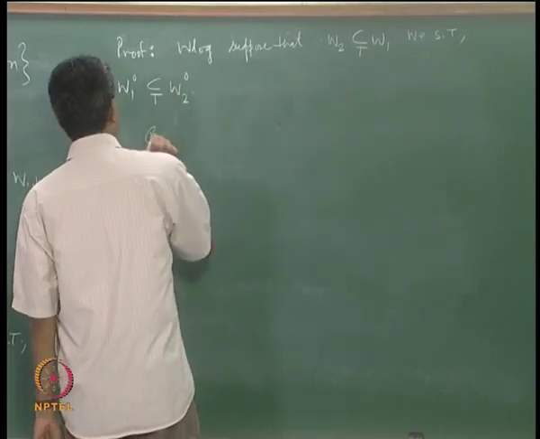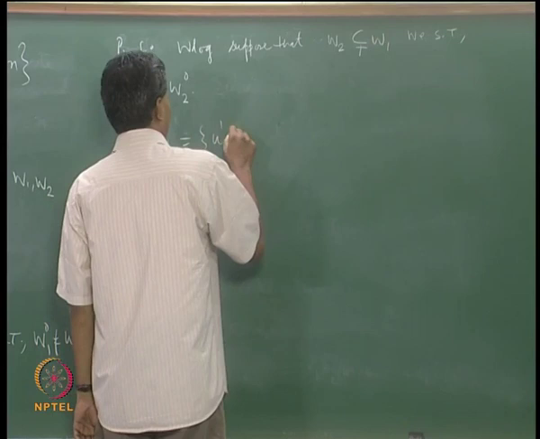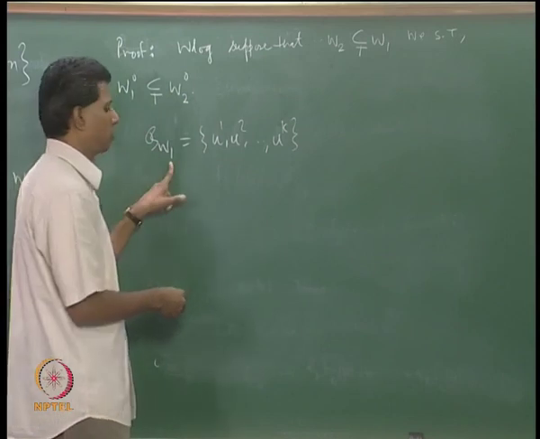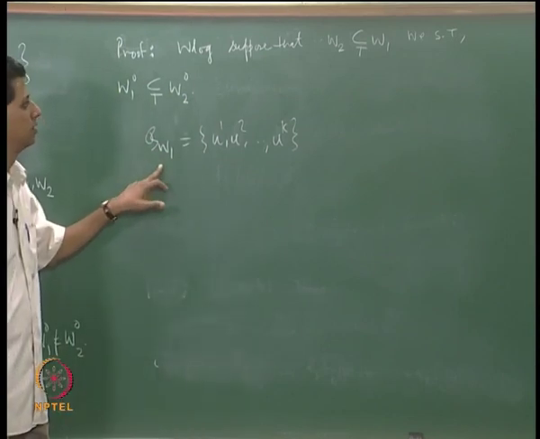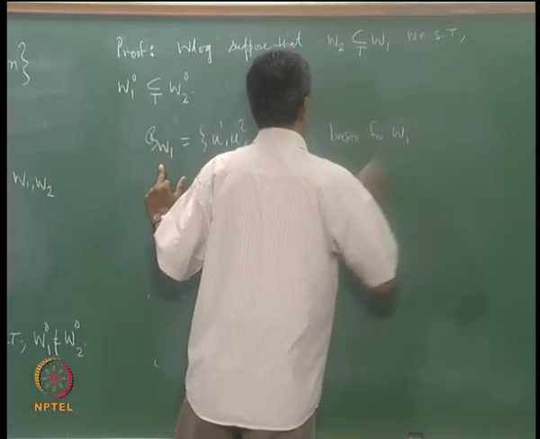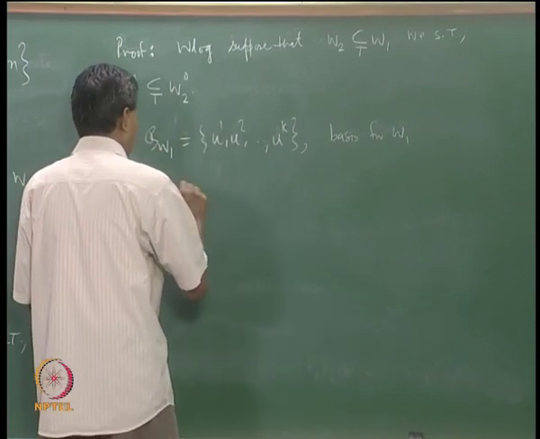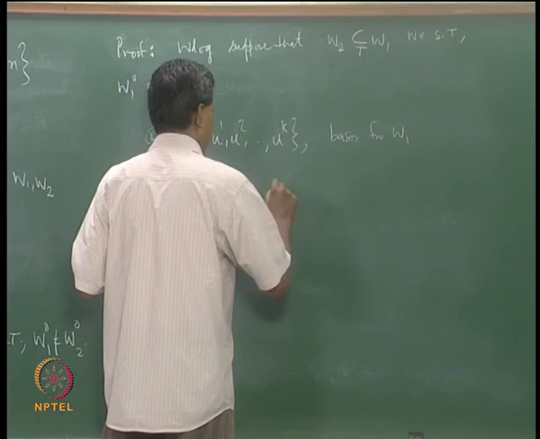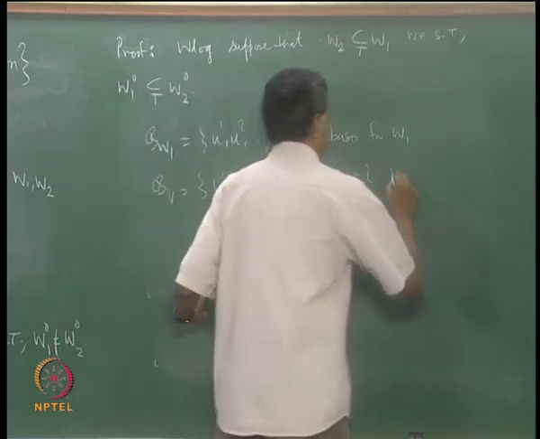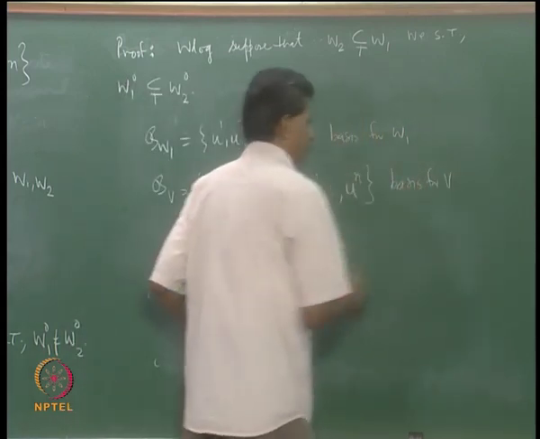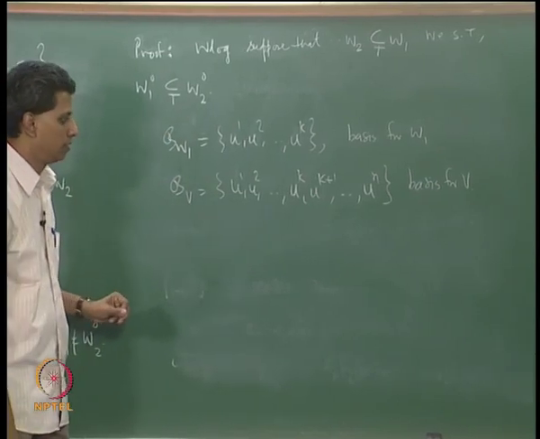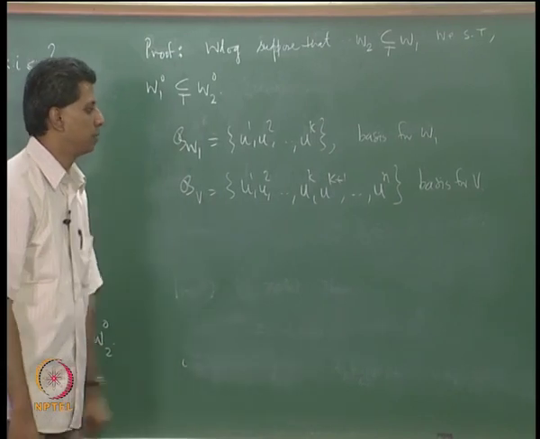For W1, let me take U1, U2, etc., UK as a basis. I'm calling that BW1. This is a basis for W1. This can be extended to a basis for V. Okay, as before, I am assuming that V is n dimensional. So there are n vectors here. This basis has been extended to a basis for V.